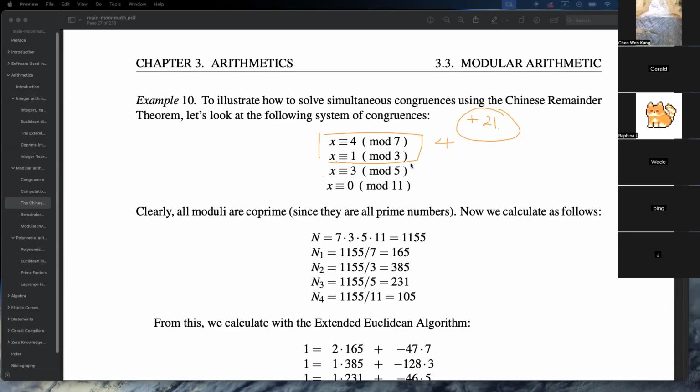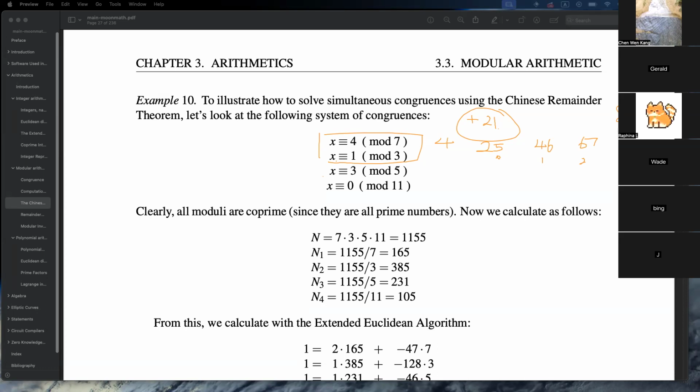So 4 plus 21. 4 mod 5 is obviously 4. Plus 21 will be 25 in this case. 25 mod 5 is 0. Plus 21 would be 46. 46 mod 5 is 1. So this is 4, 0, 1. Then we add 21, which is 67 in this case, and this is 2, actually. And we continue, plus 21, so 88.